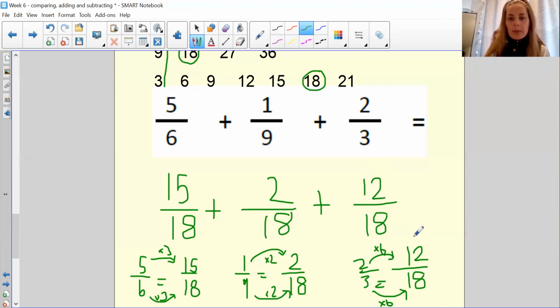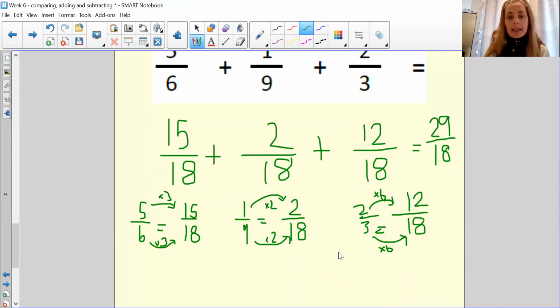Now that all my bottom numbers are the same, I can simply add my top numbers. So 15 plus 2 plus 12 is going to give me 29. And I leave the bottom number the same. Okay, hopefully that is now making a little bit more sense. We are going to carry on with this method today, except instead of adding, we're going to be subtracting.